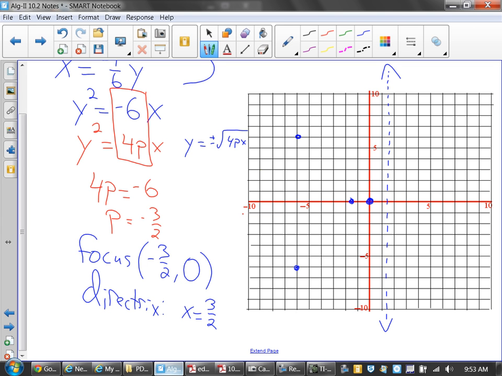So I know basically how wide it's going. That's really what you want to be able to do, guys. Try to find at least one point to get how wide or narrow it's opening. One of the things you'll notice over time is that the closer the focus is to the vertex, the wider things get. If it's further away, it's narrowing its focus.